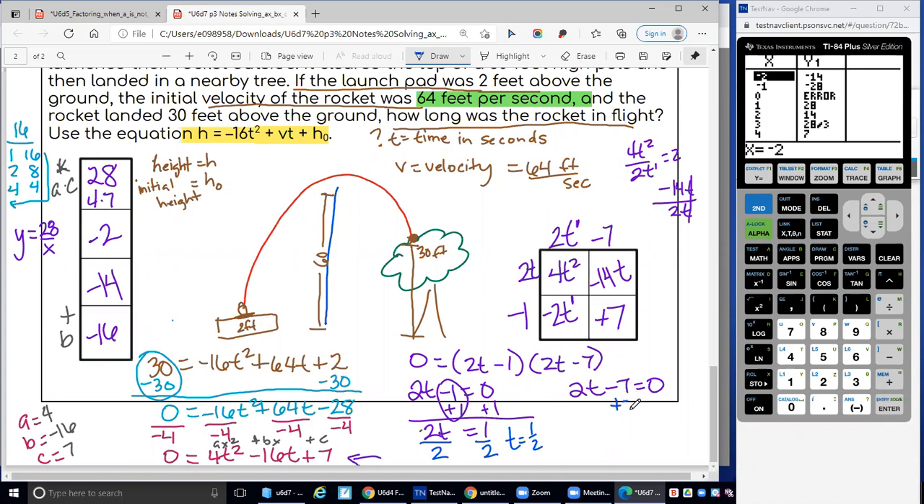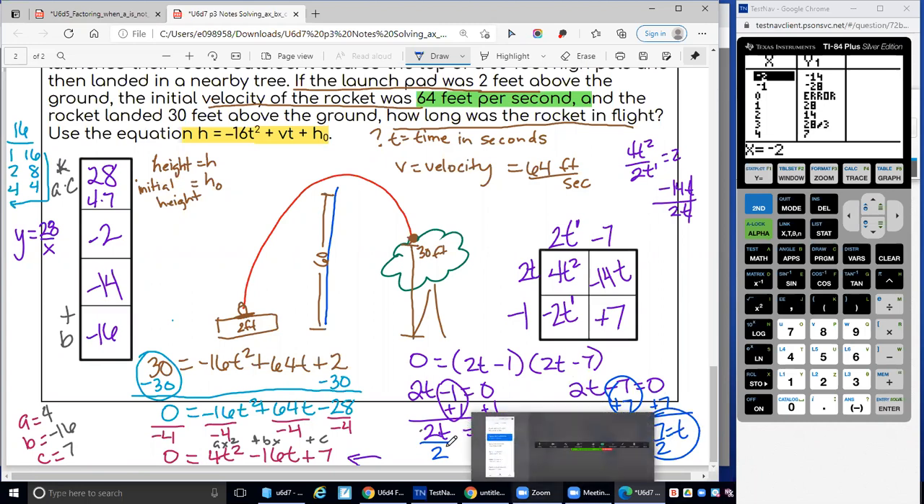We're going to do it again. Plus 7, plus 7. We have 2t, that zeroes out, equals 7. And divide by 2 and divide by 2. I have a second solution, where t is equal to 7/2. Okay, so two solutions.